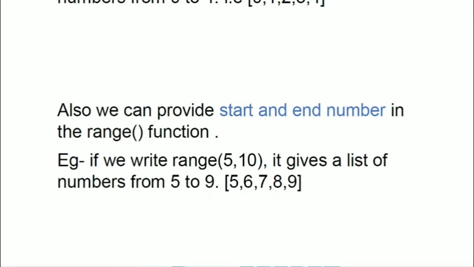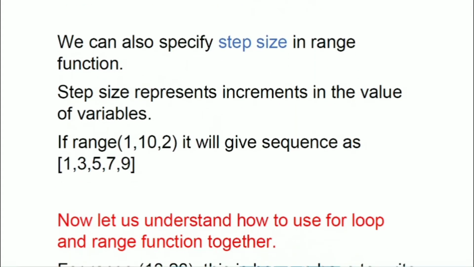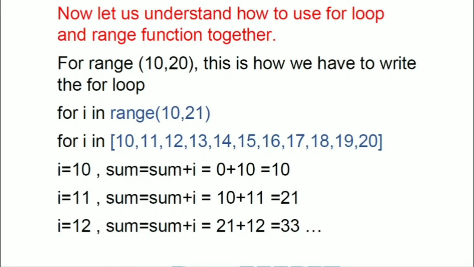But if we want a different step size, that is, if we don't want a step size of 1, we can also mention the step size as the third parameter of the range function. So as you can see, we can also specify the step size in the range function. Step size represents increments in the value of the variable. If we mention range 1, 10, 2, it will give a sequence as 1, 3, 5, 7, 9. So you can see between any two consecutive numbers the difference is 2. Okay, so this was all about the range function.